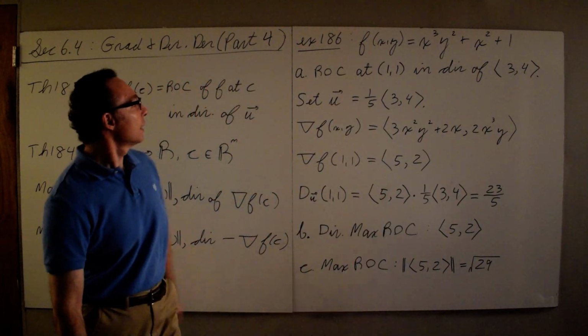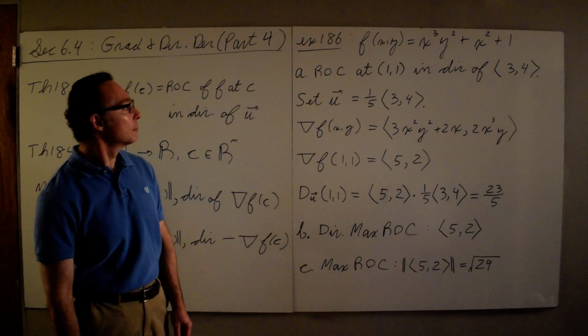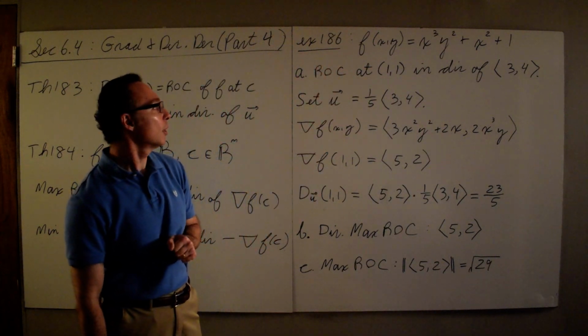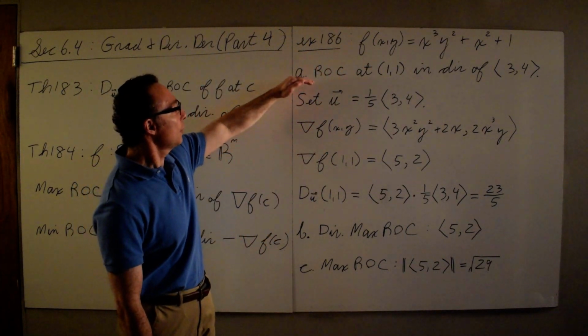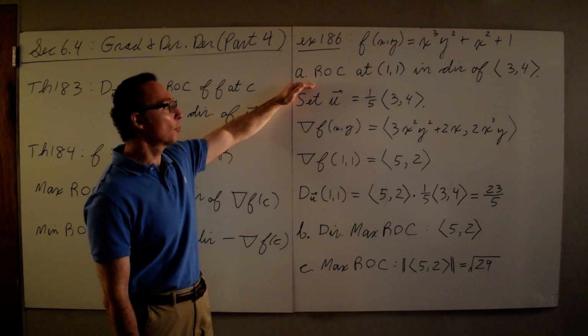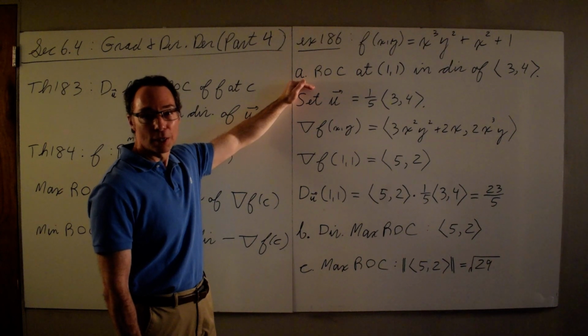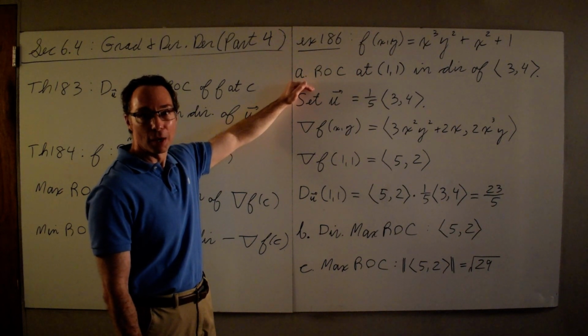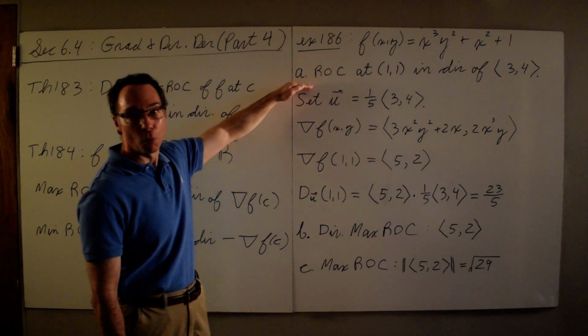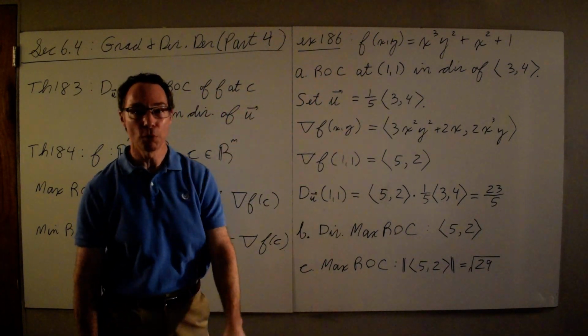So we will look at example 186. We have a function of two variables, a polynomial of two variables. We want to find the rate of change of f at the point (1, 1) in the direction of (3, 4). In your notes it says (4, 5). That's a typo. So I want to calculate the rate of change of f at the point (1, 1) in the direction of (3, 4).